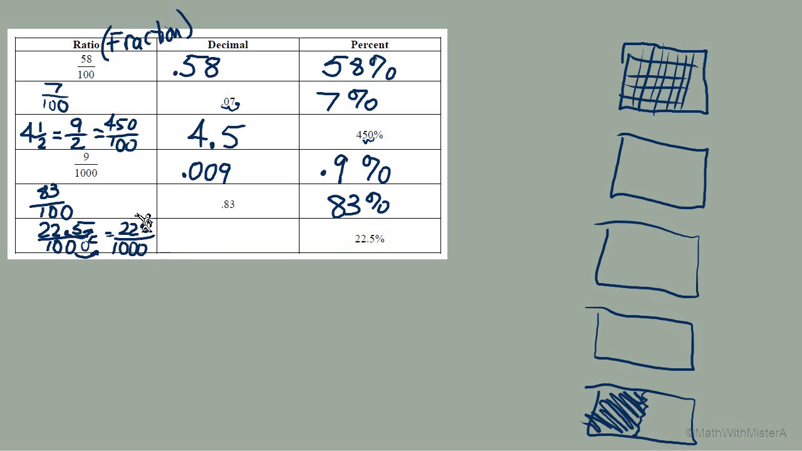And now that we have it as a fraction, a quick divide to get this into a decimal, 0.225. Or you could say I'll move that decimal point 2 places to the left and also come up with 0.225.